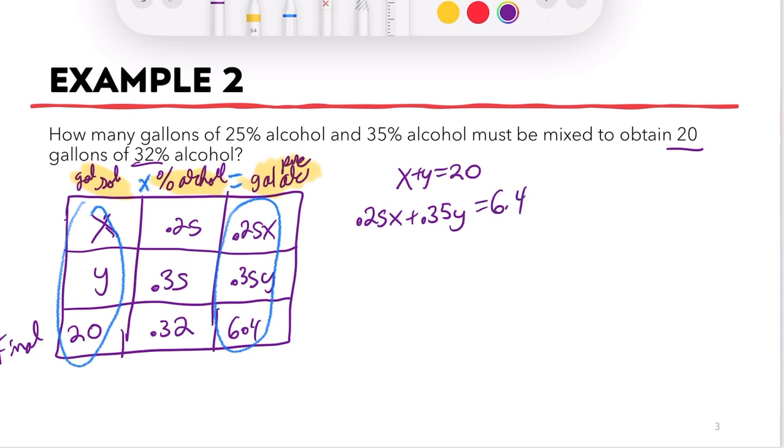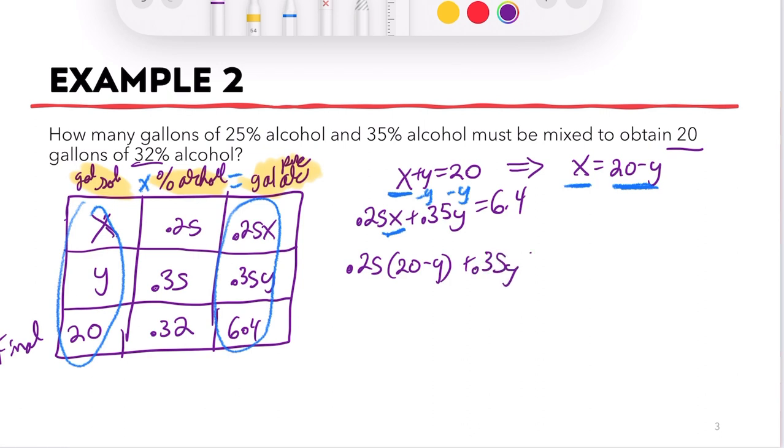I decided to solve this one using substitution, so I need to isolate a variable. I decided to go ahead and isolate X. So I did that by subtracting Y from both sides. That gives me a brand new equation. I've got X equals 20 minus Y. And I can go ahead and substitute this in for X right here. So I have 0.25 times 20 minus Y plus 0.35Y is 6.4.